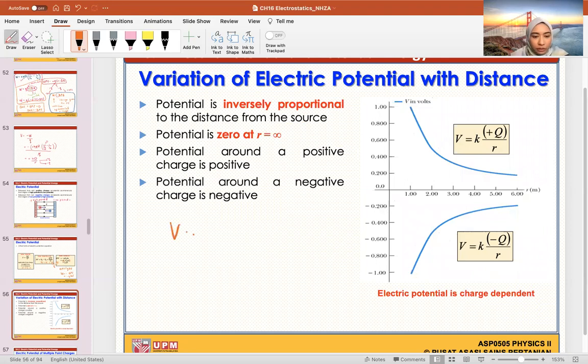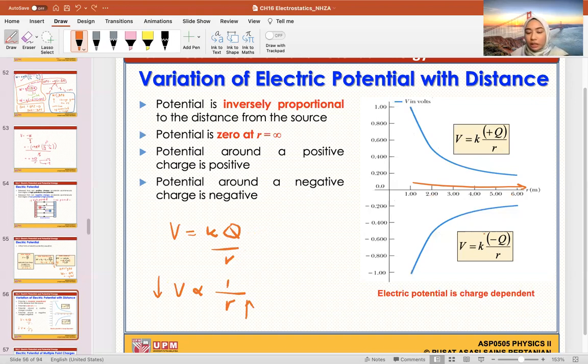So potential is inversely proportional to the distance from the source. So kita tahu V equals KQ over R, which means that V is inversely proportional to R. So when R increases, kita akan go to the right, right? When I'm going to the right, my R increases. So when my R increases, my V has to decrease. So jatuh. Okay, so just look at this equation. When R increases, V must decrease.